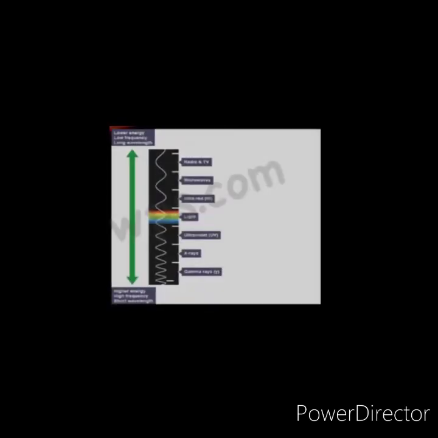The picture illustrated shows that it begins with lower energy, low frequency, and long wavelength, to higher energy, high frequency, and short wavelengths. So this means that radio waves have the lowest energy, low frequency, and long wavelength, followed by microwaves, infrared light, visible light, ultraviolet rays, X-rays, and gamma rays, which have the highest energy, high frequency, and short wavelength.